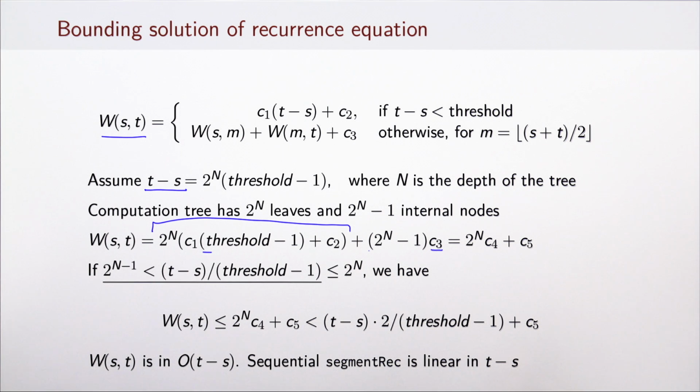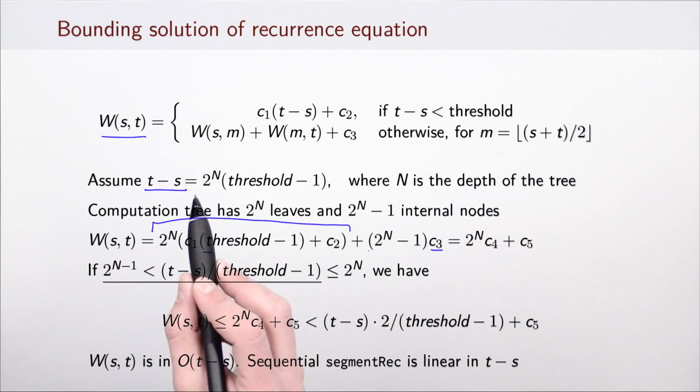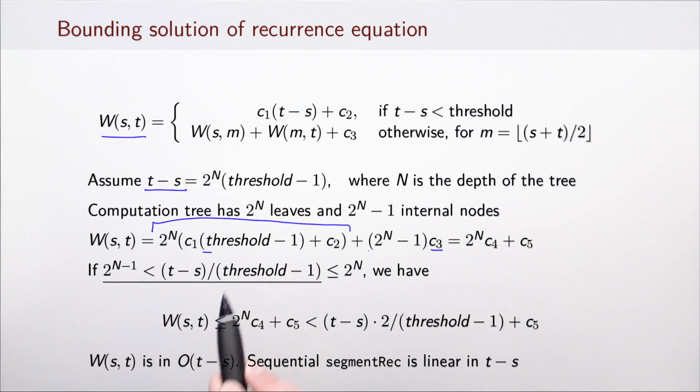Now let's see why essentially the same asymptotic bound applies also for other values of t minus s. For that purpose, let's look at t minus s divided by this constant, threshold minus 1, and let's pick the number n such that it's the smallest number for which this value is less than or equal to 2^n. What that means is that 2^(n minus 1) will actually be smaller than it. So we pick this value n such that even if t minus s is not the exact power of 2^n times (threshold minus 1), we find the closest n.